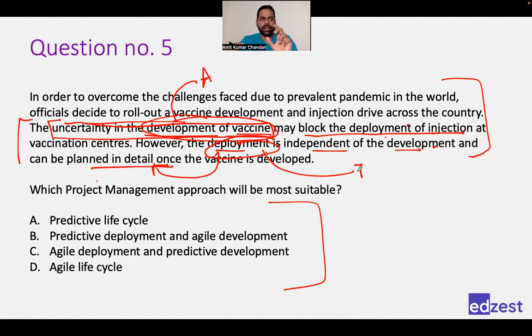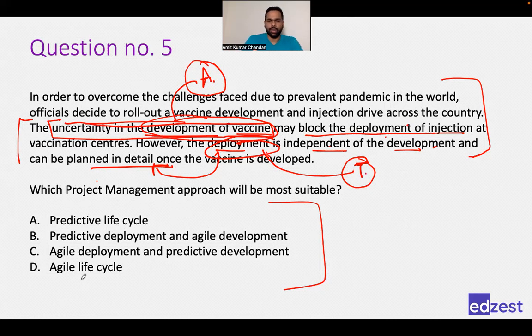But how do we answer? What kind of mistakes can happen? One is that when we look at the question, we might be answering something else while the question is asking something else. Second is that we may assign agile to the traditional part and traditional to the agile part, which should also not happen. Ultimately, these are the kind of twists that PMP can provide you. So development is agile, deployment is traditional.